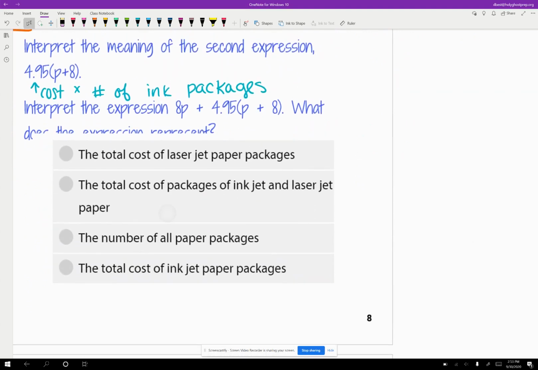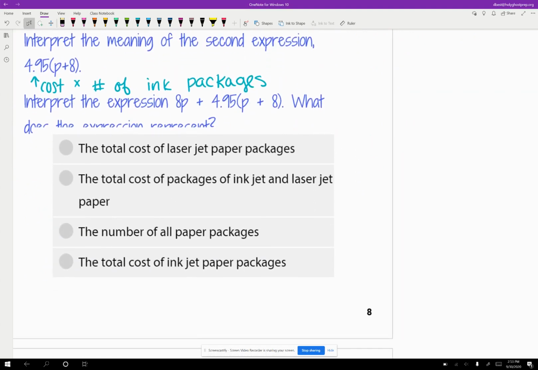So now I'm asking to interpret the expression 8P plus 4.95 times (P plus 8). What does the whole expression represent? And I'm going to label your 4 options here as A, B, C, and D, and you're going to decide. Hopefully you chose B because it's the total cost of packages of inkjet and laserjet paper. It's both costs all together.